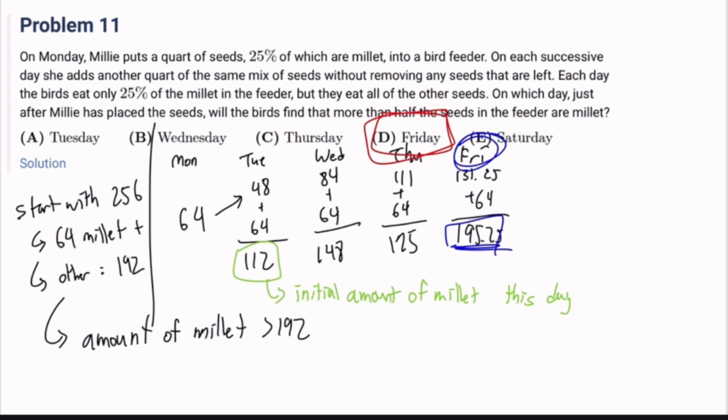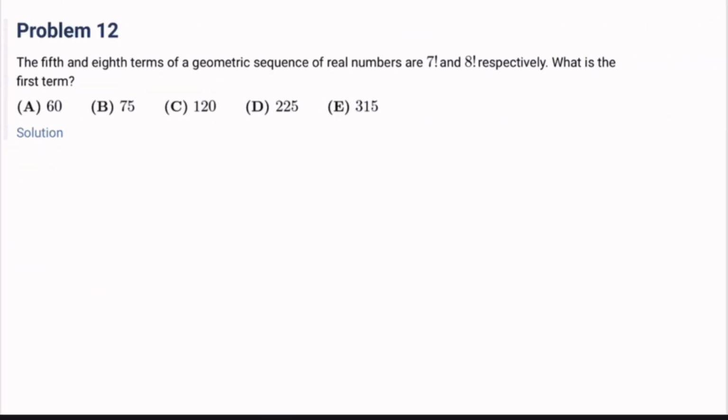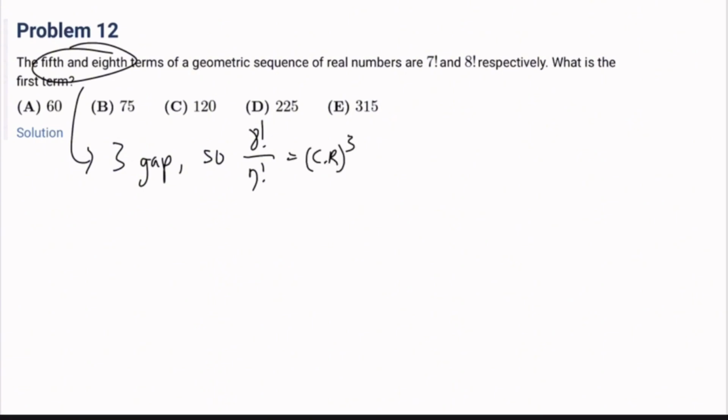It's D. Number 12. The 5th and 8th terms of a geometric sequence of real numbers are 7 factorial and 8 factorial respectively. What is the first term? Since the 5th and 8th terms have a 3-term gap, 8 factorial over 7 factorial is the common ratio to the third power. So the common ratio is going to equal the cube root of 8, which is 2.